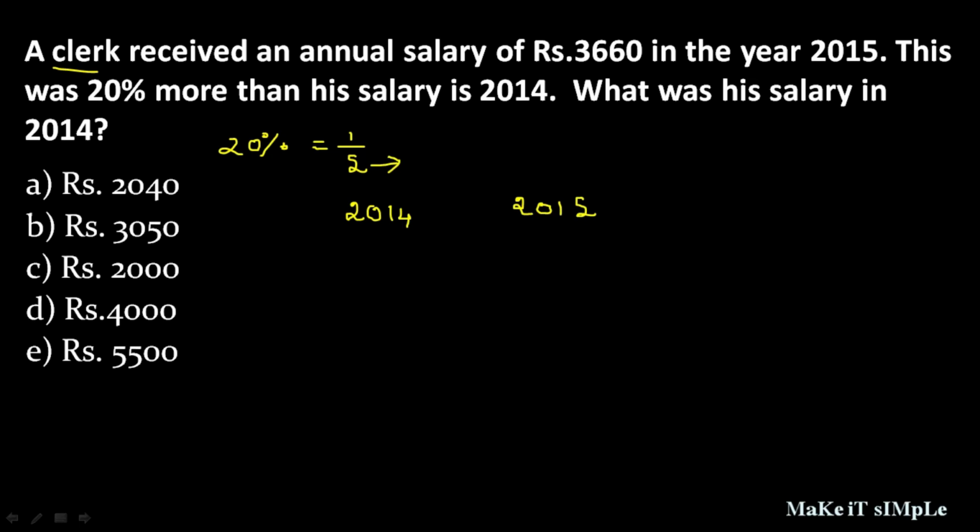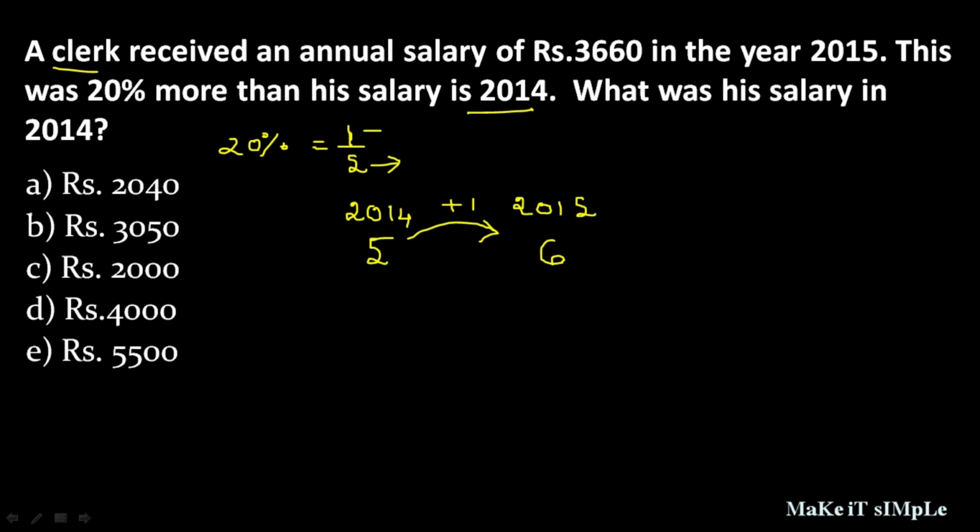So 2014 is 5. Then 20% more than 2014, so 1 by 5 is more than this 2014. How many units is it more than? Since the numerator is 1, it is 1 unit more. So here you will get 5 plus 1, 6. We have converted this percentage into a fraction, then into units.